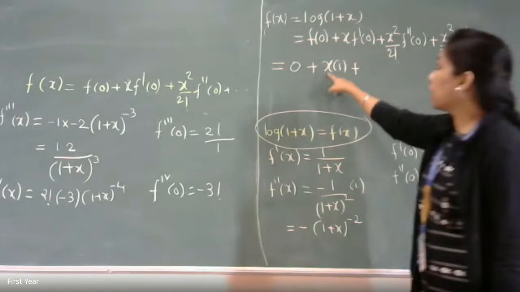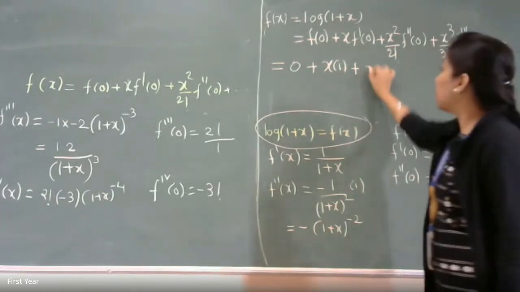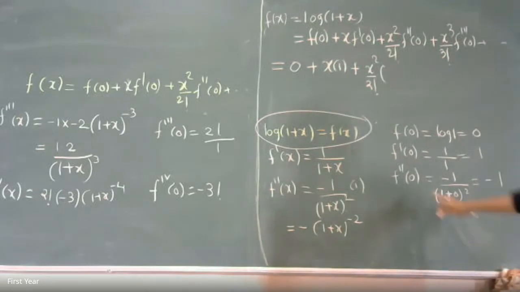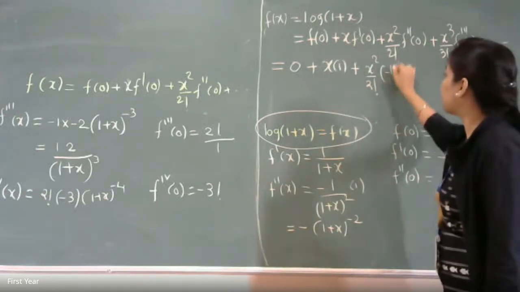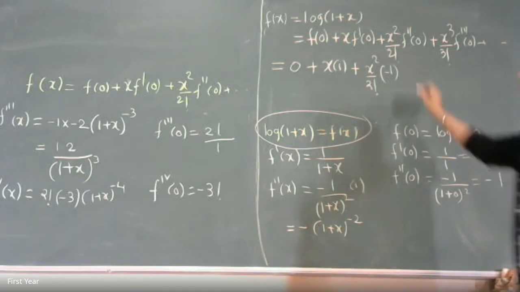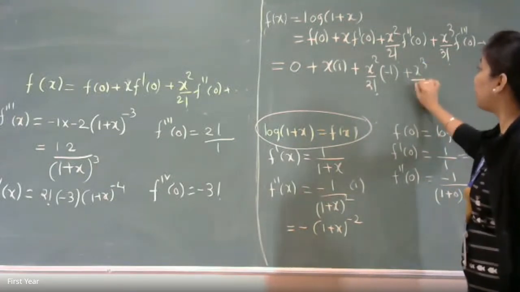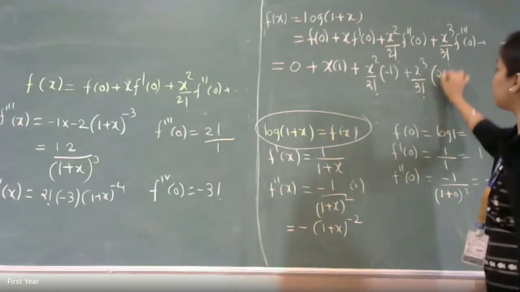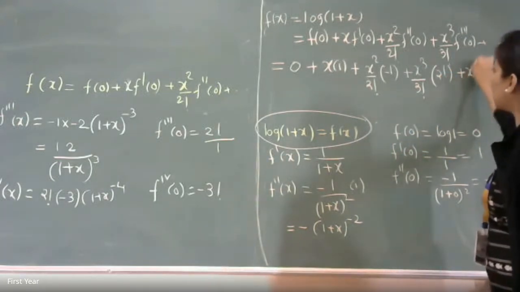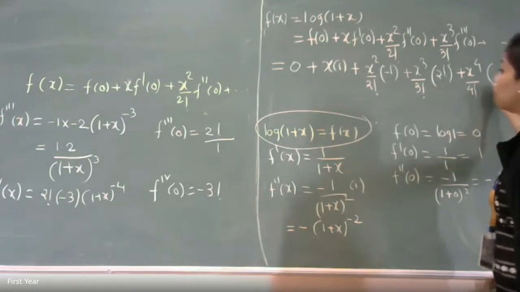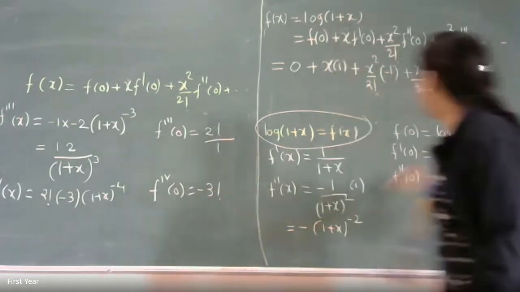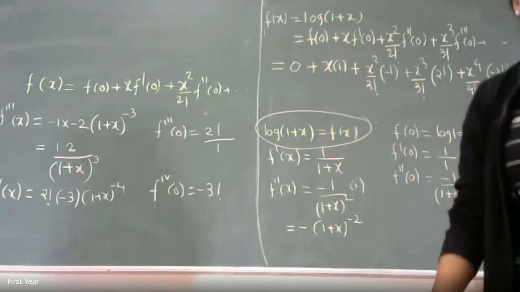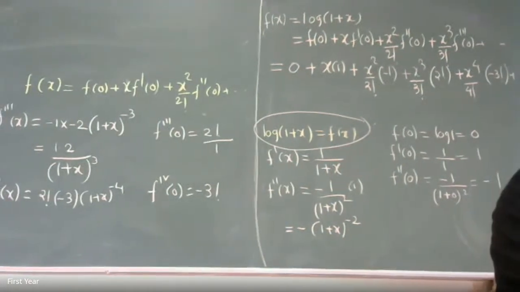Okay. So x into 1, then plus x square by 2 factorial into double dash of 0. That is minus 1. Plus x cube by 3 factorial into third derivative at 0. What is that? 2 factorial. Plus x raised to 4 by 4 factorial into minus 3 factorial. And so on. Correct terms. I hope you can see this.